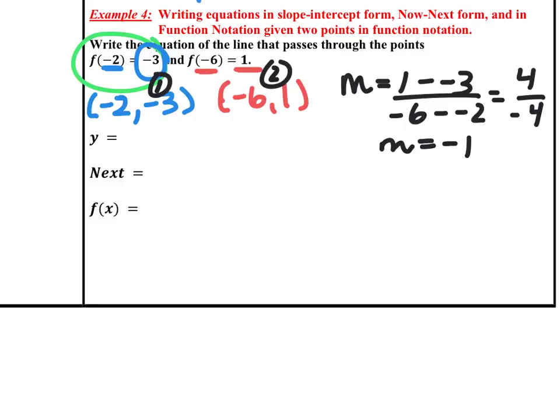So I went ahead and numbered my points. I wrote down the slope formula. Well, I plugged in the points. Found the change in y over the change in x. Simplified it. I got the slope was negative 1. Now we need to solve for the y-intercept. Write down your equation, y equals mx plus b.